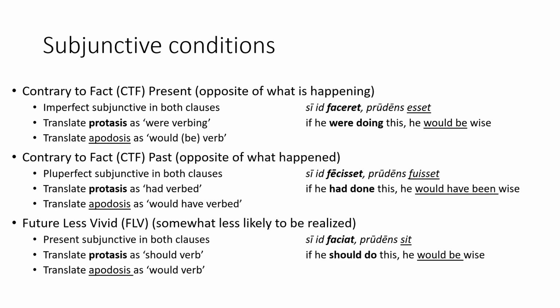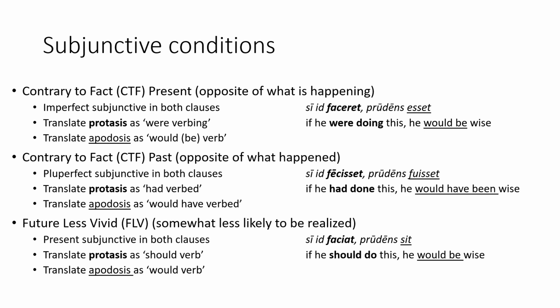The second subjunctive conditional is the contrary to fact, CTF past. It represents a relationship between subordinate clause and main clause that indicates the opposite of what happened in the past in reality. Both the protasis and the apodosis have pluperfect subjunctives. The pluperfect subjunctive in the protasis, the if clause, is translated as had verbed, and the pluperfect subjunctive in the apodosis, the main clause, is translated as would have verbed.